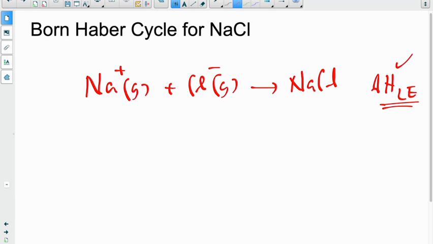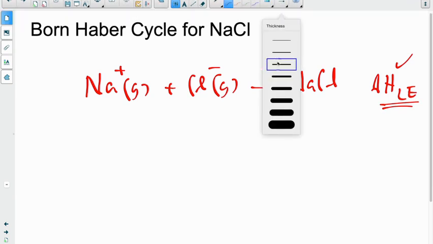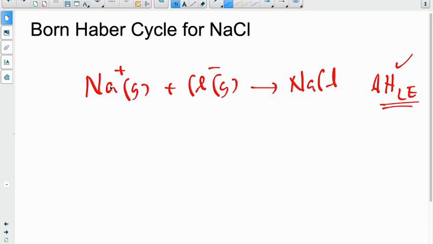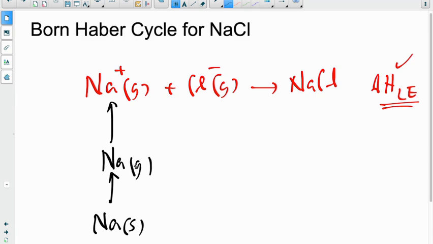So where do we start? Well, we try to break this process into simpler steps. So let's focus on the sodium ion for a second. Sodium in nature is found as solid sodium. We all know that. Well, what are the processes involved in taking solid sodium and making it into a gaseous ion? Well, first of all, I'm going to have to change the state, so I'm going to change the solid sodium into gaseous. And then that gaseous sodium has to be converted into a gaseous ion. In this case, there are two processes involved.